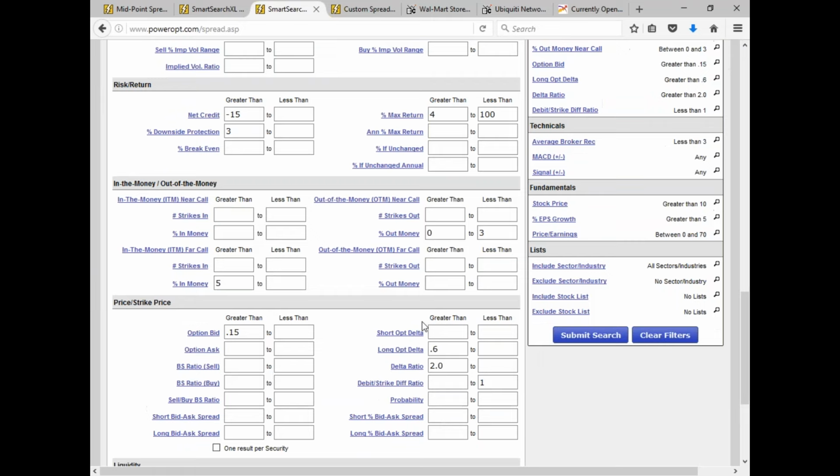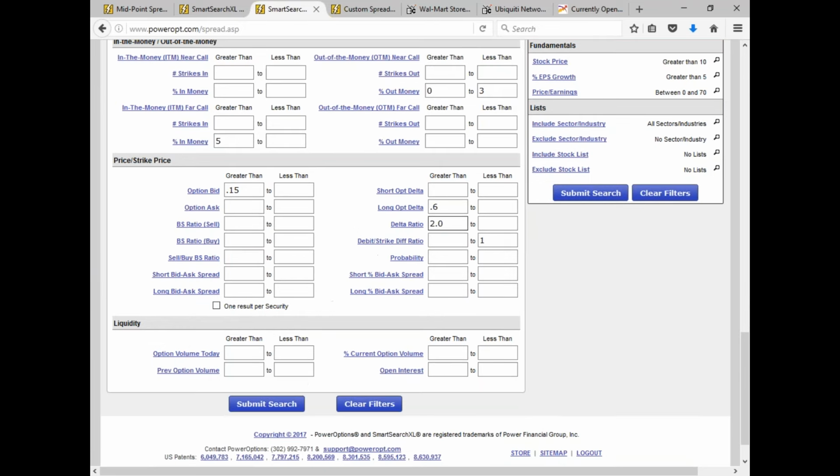But the most important thing, in my opinion, delta ratio is something you might want to consider as well. This filter here, when you're doing the diagonal spreads we're talking about, I put it there in the defaults for a reason. You can take it out if you want to. But the debit to strike difference ratio of less than 1. This assures that any spread that comes up in that trade, the net debit that you're paying is going to be less than the difference in strike prices, less than 1.